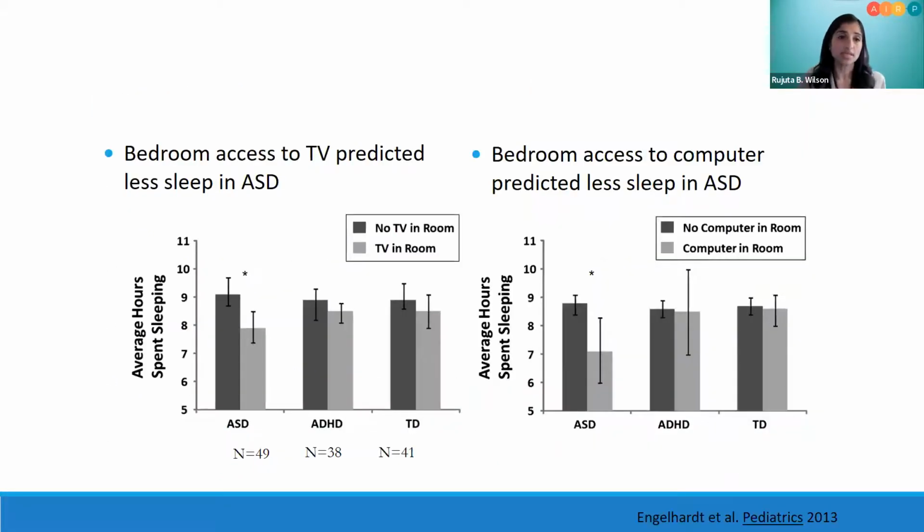When we actually look at some of these studies on screen time, we see this study done here in Pediatrics in 2013. What you see in these two graphs are the average hours of time spent sleeping with no TV in the room and TV in the room, and similarly on the right, computer versus no computer in the room. What they saw was that bedroom access to TV predicted less sleep in autistic individuals, and bedroom access to a computer predicted less sleep in autistic individuals as well. So in general, we really want to think about limiting screens prior to bedtime, and generally limiting access if awakenings are happening, so that we're not going back to the screen or turning the TV back on.